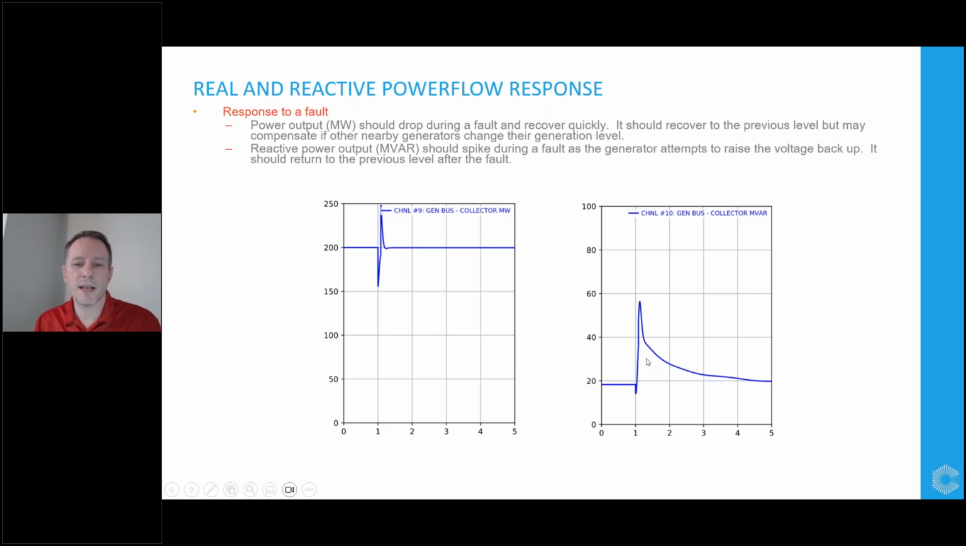So the fact that it spiked quite a bit is actually a good thing. We want it to try to fix the voltage problems by putting more megavars in the system.